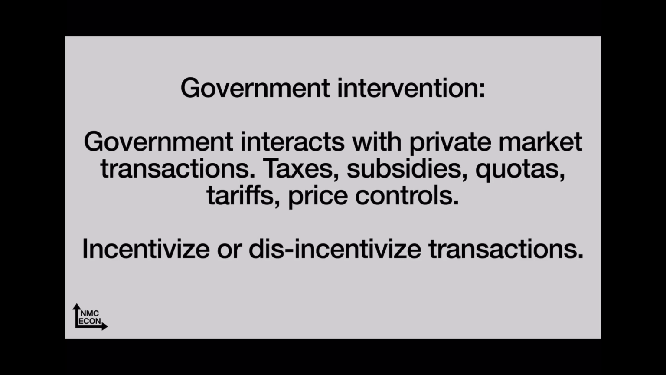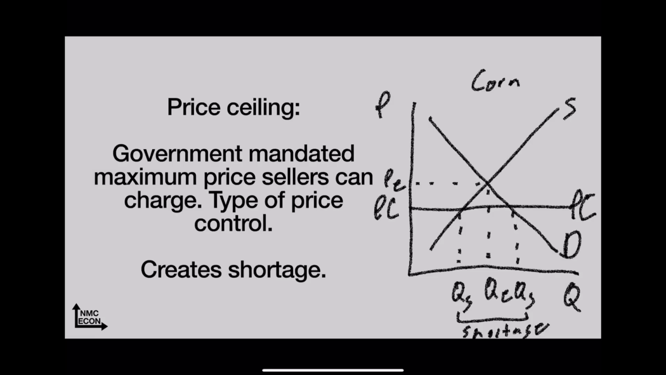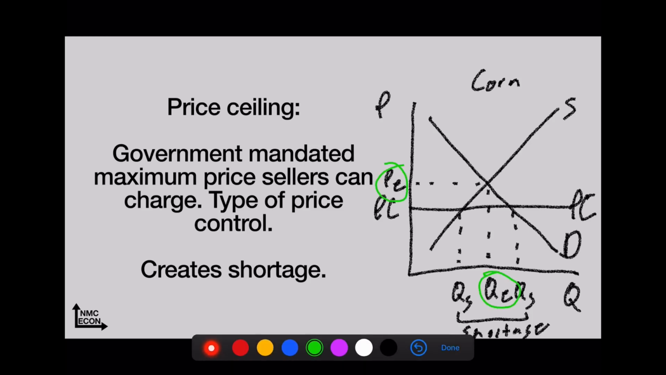A price ceiling. Price ceilings are government-mandated maximum prices that sellers can charge. They're a type of price control and government intervention. They create shortages. Notice PE and QE. But the market cannot function there because we have a price ceiling, PC. That's the highest price we can charge. We can't go above that PC.